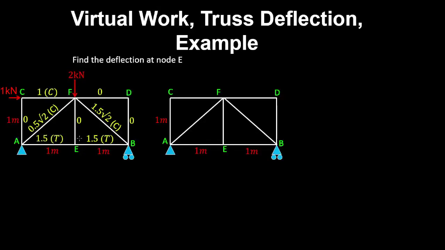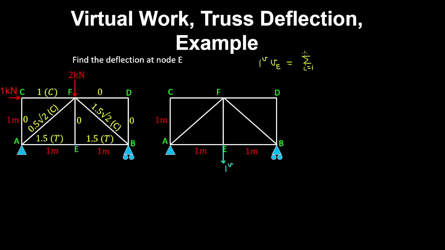Let's find the deflection at node E of this truss. So that's where we apply our unit load, and therefore the external virtual work is the unit load by the deflection at E, and that's equal to the internal virtual work due to the deformation of the truss members.